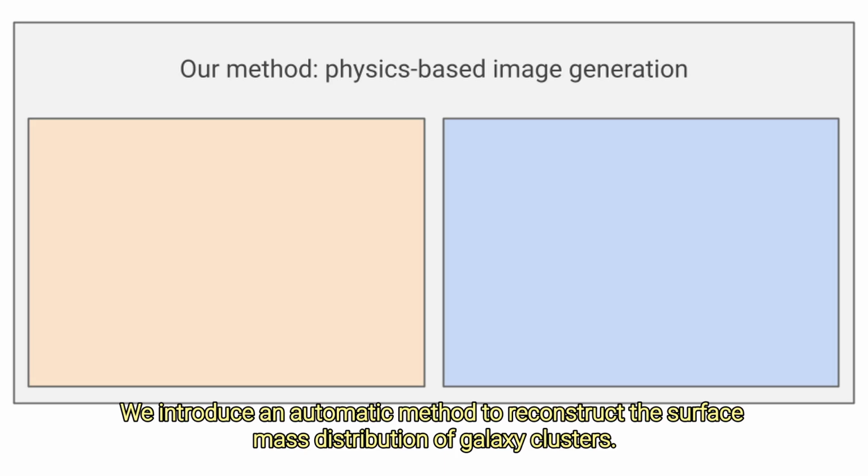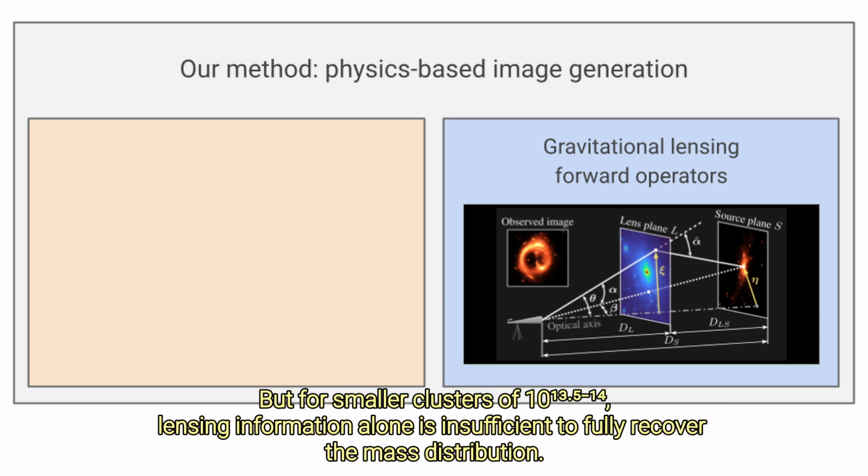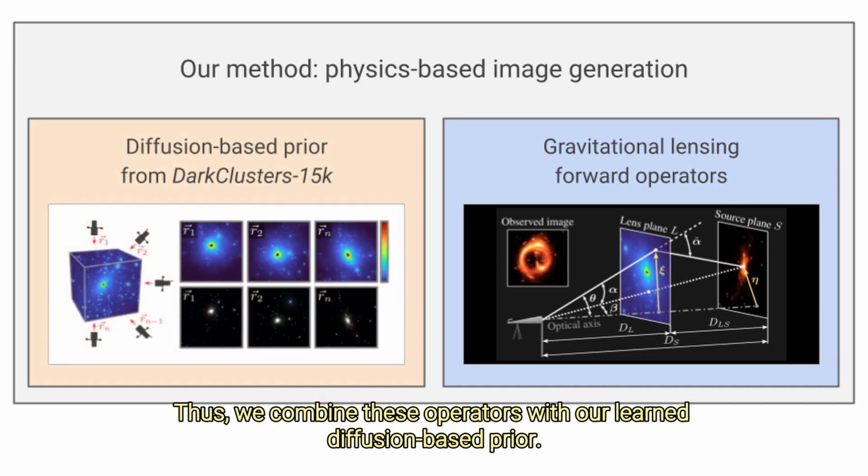We introduce an automatic method to reconstruct the surface mass distribution of galaxy clusters. Our generative pipeline is constrained by our gravitational lensing forward operators. But for smaller clusters of 10^13.5 or 10^14, lensing information alone is insufficient to fully recover the mass distribution. Thus, we combine these operators with our learned diffusion-based prior.